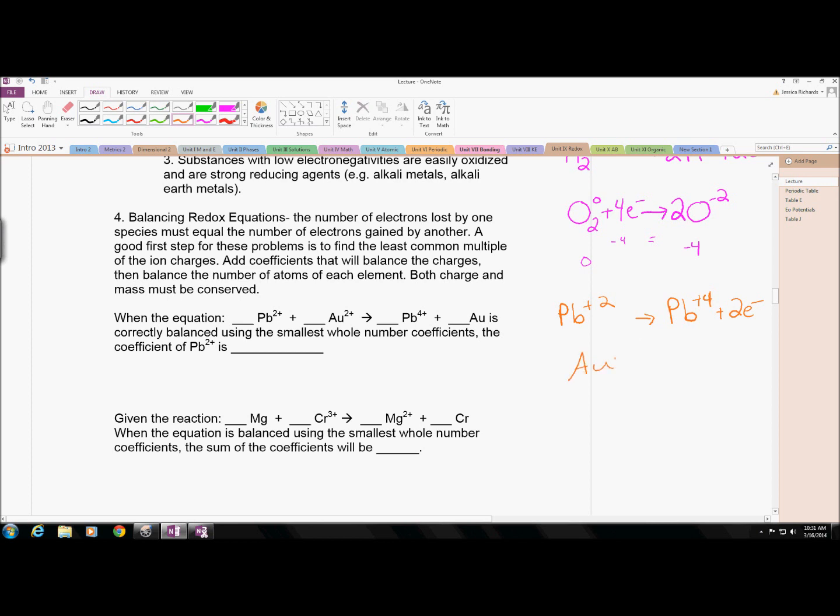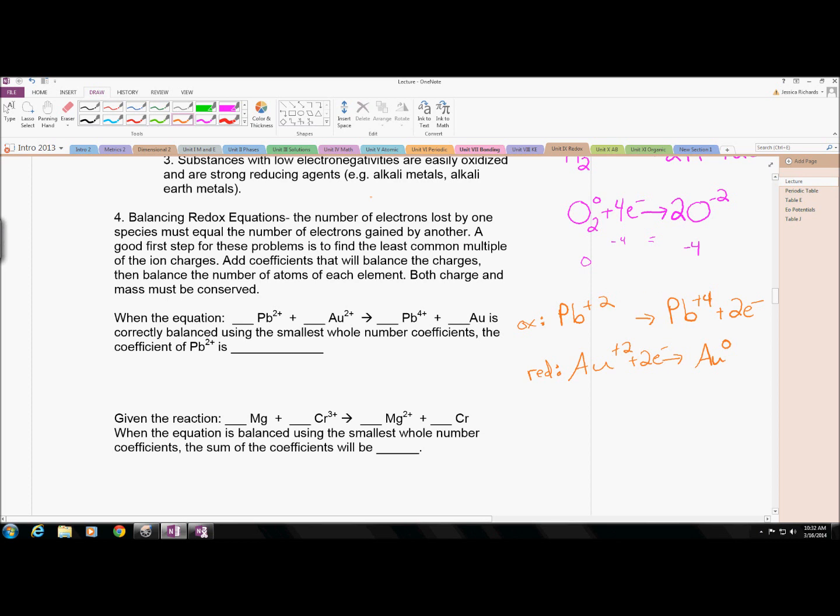My gold has gone from plus 2 to 0. To go from plus 2 to 0, you need to gain 2 electrons. It's reduction. Reduction is gain. So there's my oxidation, and here's my reduction. I recommend labeling which one you think is oxidation and which one is reduction out of habit.